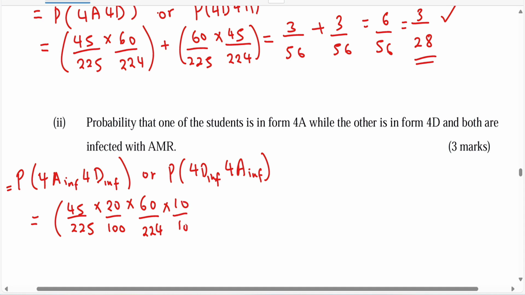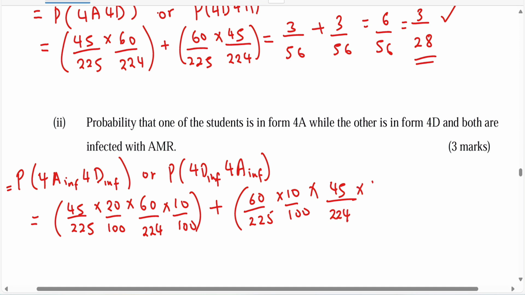So times 10%. Then plus, if the first student is from Form 4D and gets infected, basically itakuwa ni 60 over 225 times this percentage 10%, then times by Form 4A being affected. Form 4A ni 45, but the total population imesema itapungua, then multiply by its percentage, which is 20%. Sawa, umeona rahisi sana.